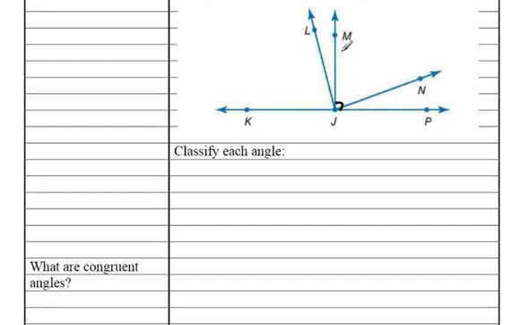Let's say I wanted to know what MJP was. Classify angle MJP. Go ahead and write down your response. Angle MJP is a right angle. This box right here shows that it is exactly 90 degrees.